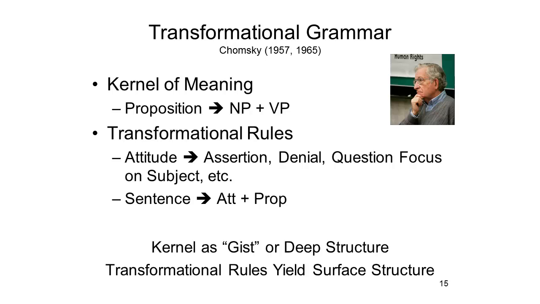The deep structure of a sentence can be represented by its basic propositional meaning, representing the basic thought underlying the sentence. We can rewrite proposition as a noun phrase plus a verb phrase. And in Chomsky's view, the surface structure of a sentence consists of a proposition and an attitude towards that proposition. That attitude can be rewritten as assertion, or denial, or focus on the object, or whatever, so that a sentence consists of an attitude plus some proposition.